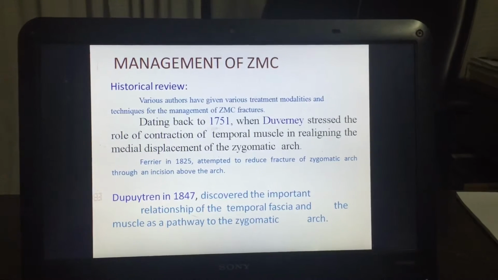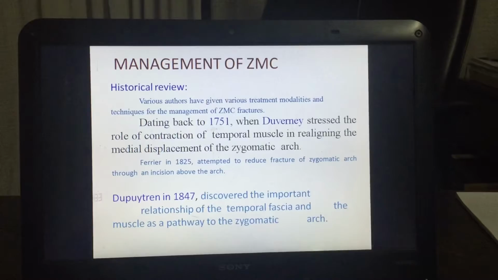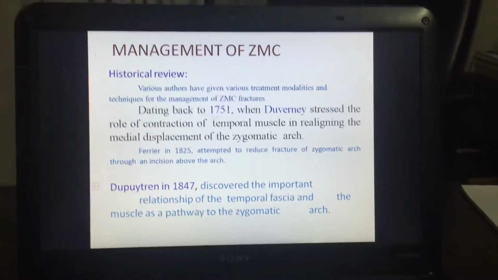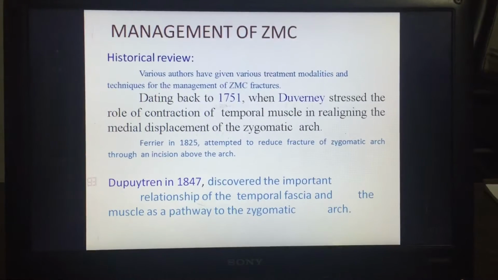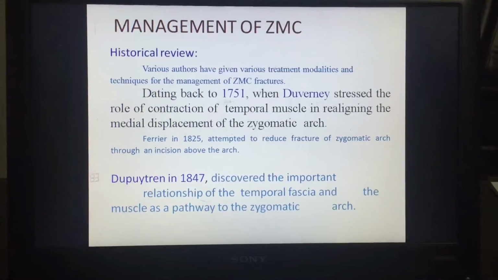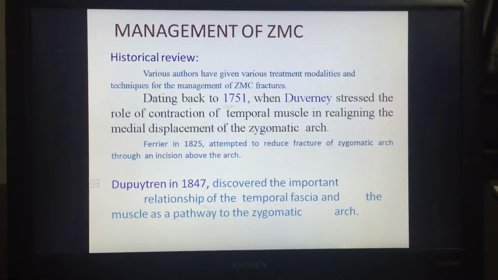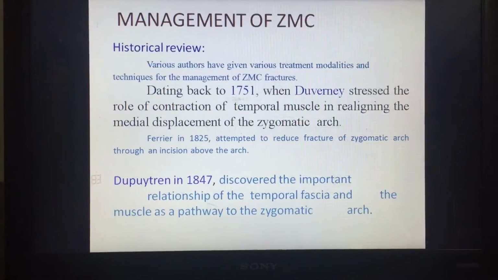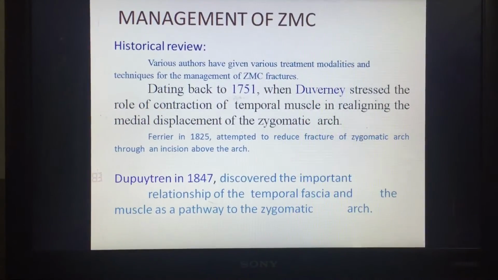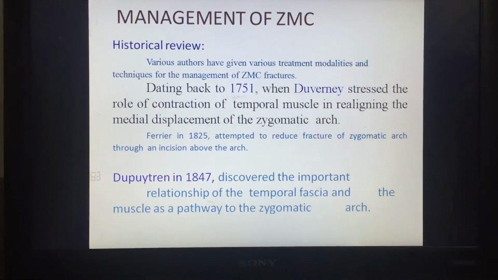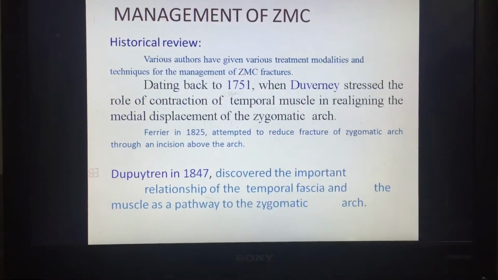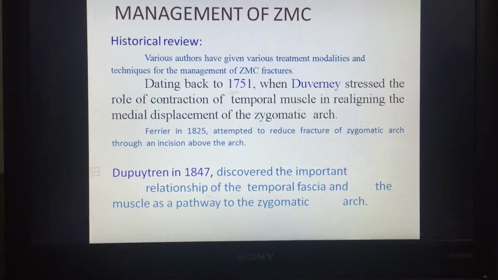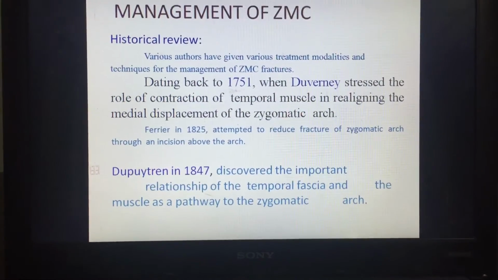Historical review. Various authors have given various treatment modalities and techniques for the management of zygomatic complex fractures. Duvernay in 1751 stressed the role of contraction of temporal muscle in realigning the medial displacement of zygomatic arch. Similarly, Ferrier in 1825 attempted to reduce the fracture of zygomatic arch through an incision just above the arch.